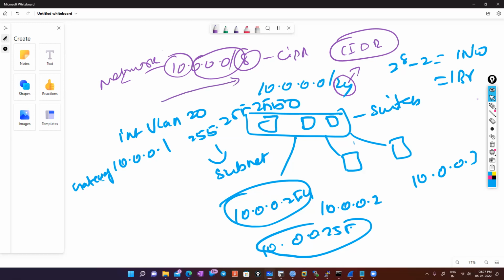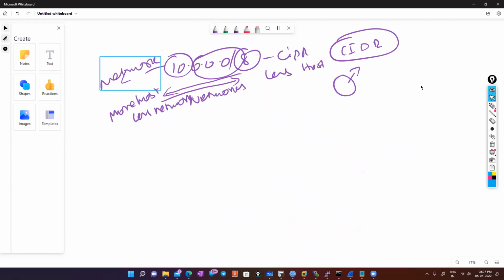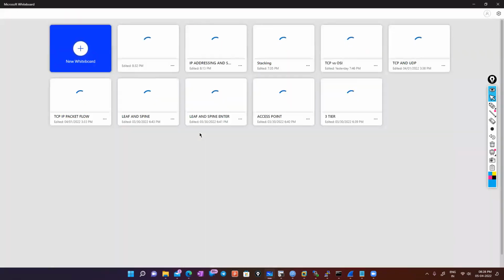If you increase your bits from left to right, what happens? You get more networks, but fewer hosts. But when you move backward from right to left, you get more hosts, but fewer networks. That's the key concept here. Now I'll go back and show you, and you will understand.